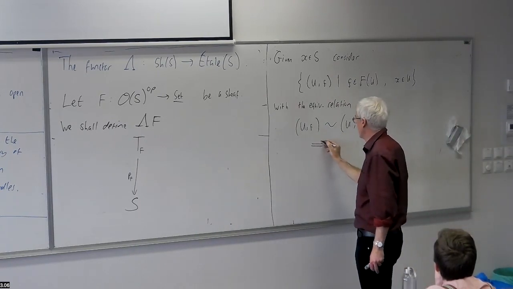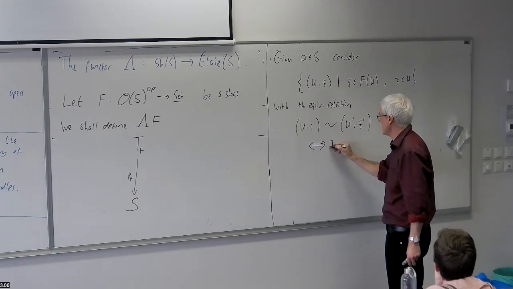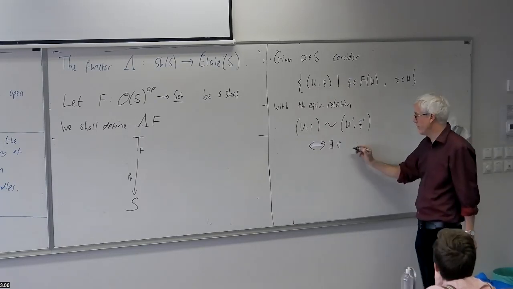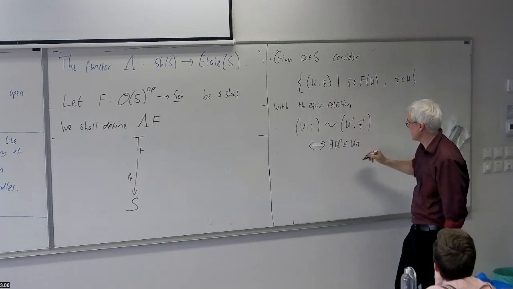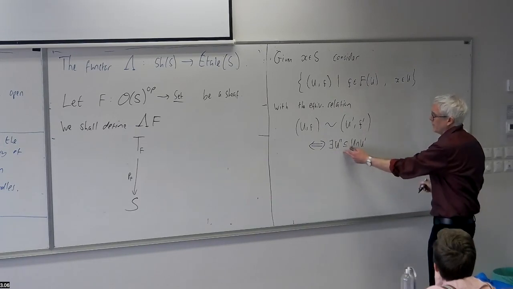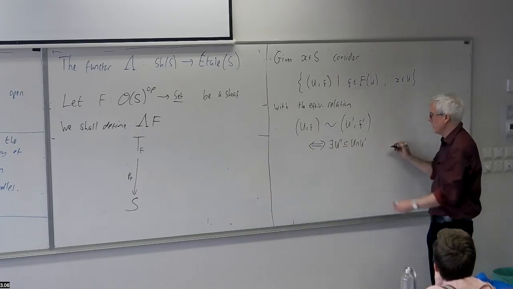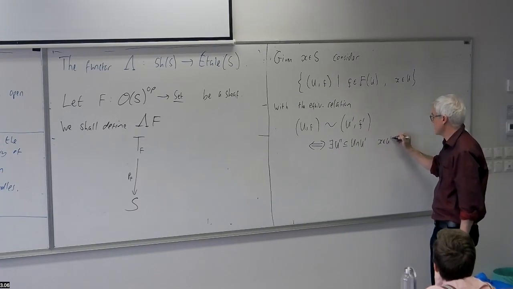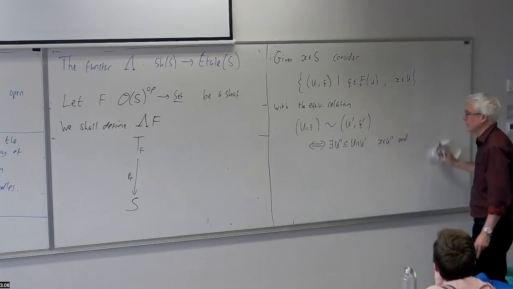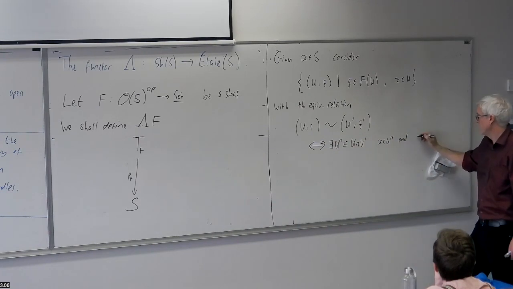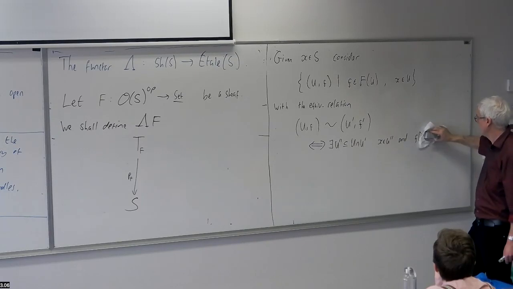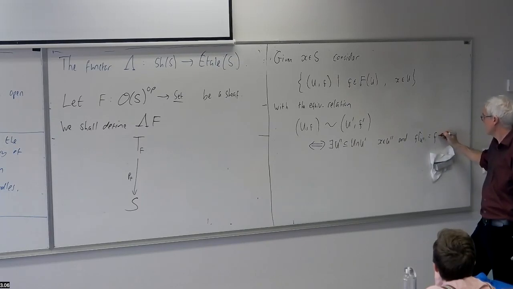We relate these if and only if there exists some small neighborhood V. Actually, I remember in my notes I call it U double prime, so let's call it U double prime. So some small neighborhood contained in the intersection of U and U prime, such that it's still a neighborhood of X, and if we restrict F and F prime to this small neighborhood U double prime, they agree. F restricted to U double prime is the same thing as F prime restricted to U double prime.